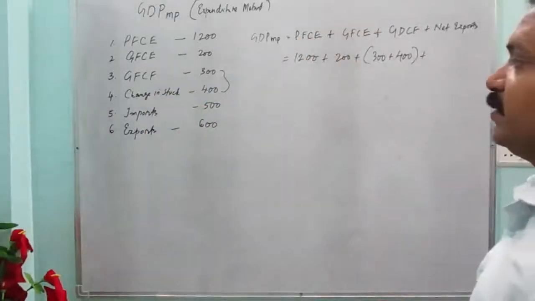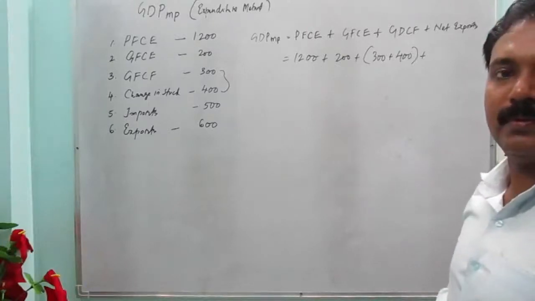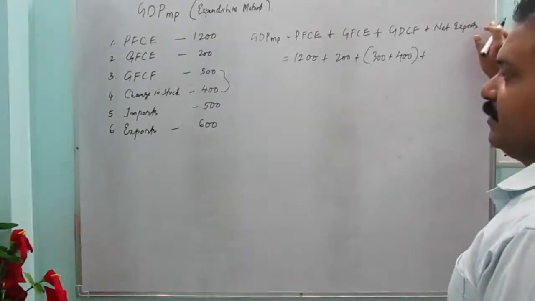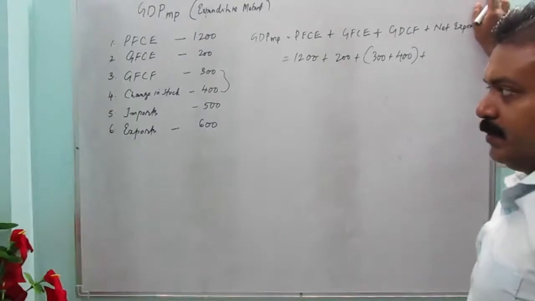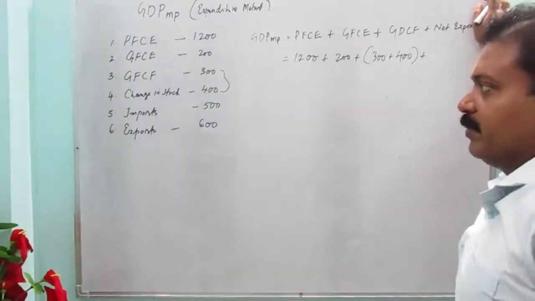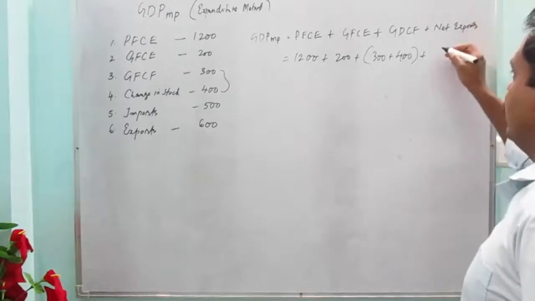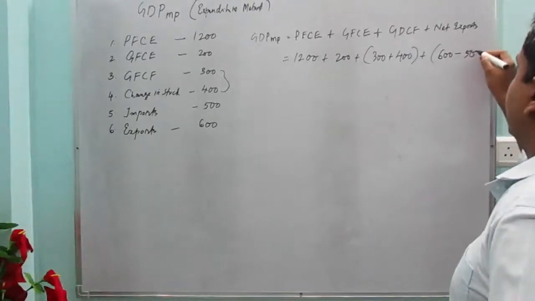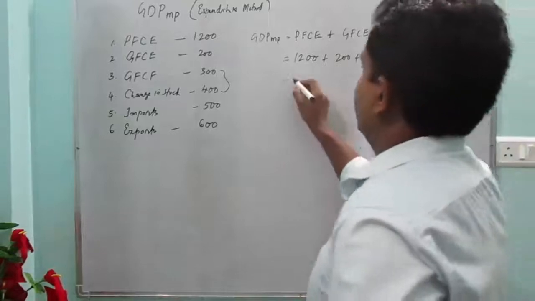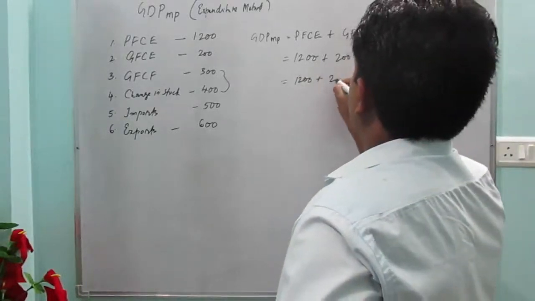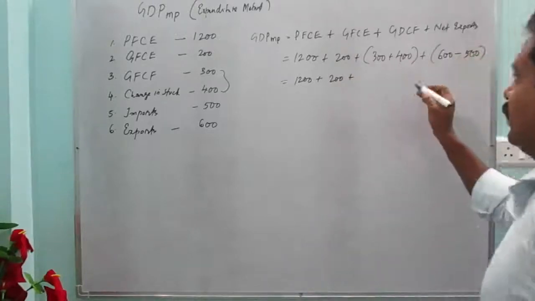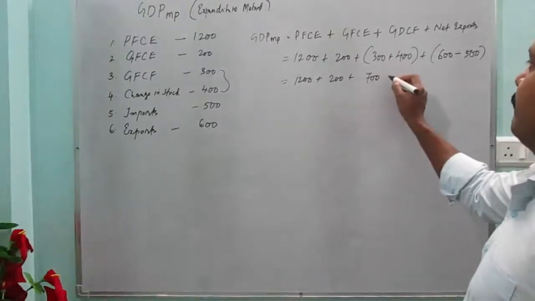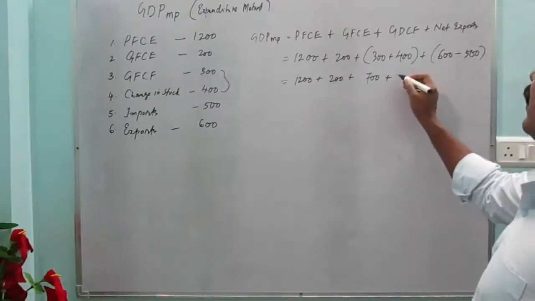Then net exports, that is X minus M, exports minus imports. Exports 600 minus imports 500. So plus this one 700, plus here 100.